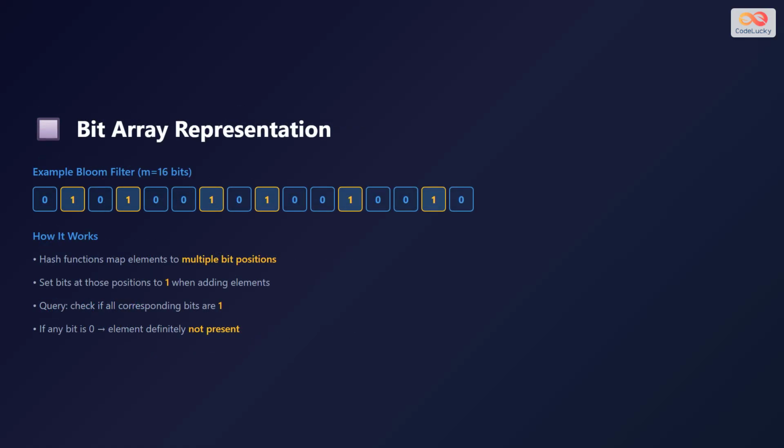Let's visualize how a Bloom filter works. Here we have a 16-bit array, initially all zeros. When you add an element, you hash it using all your hash functions, getting multiple bit positions. You then set all those bits to 1. For example, an element might set bits at positions 1, 3, 6, 8, 12, and 15. To query an element, you perform the same hashing process. If all corresponding bits are 1, the element might be present. If even one bit is 0, the element is definitely not in the set. This guarantee of no false negatives is crucial.